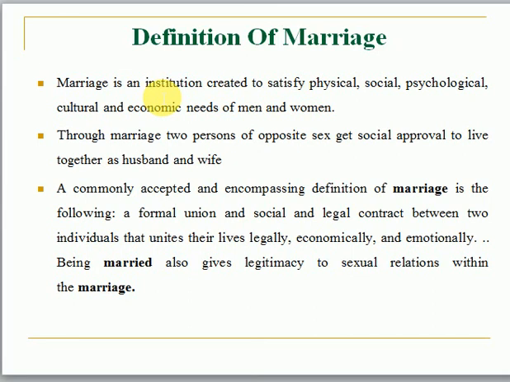Being married also gives legitimacy to sexual relations within the marriage. Legitimacy of sexual relations is only possible when a person is legally married. Then these people are economically, socially, and emotionally supported by the two partners who are coming to a new life. So those are some of the shortest but comprehensive definitions of marriage. Hope everyone understands.